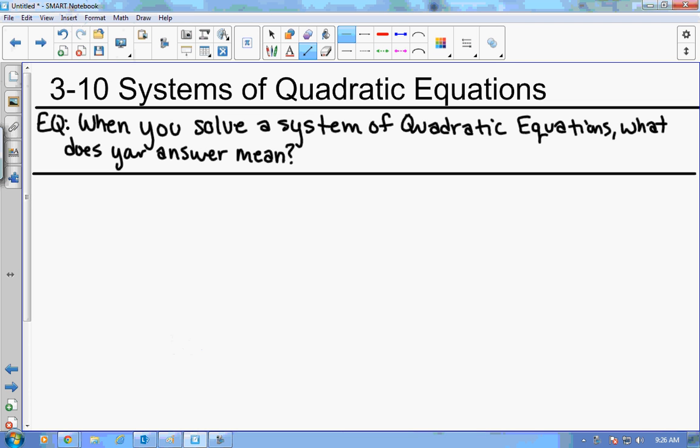Okay, so solving systems of quadratic equations. Central question: when you solve a system of quadratic equations, what does your answer mean? Or what does your answer represent?